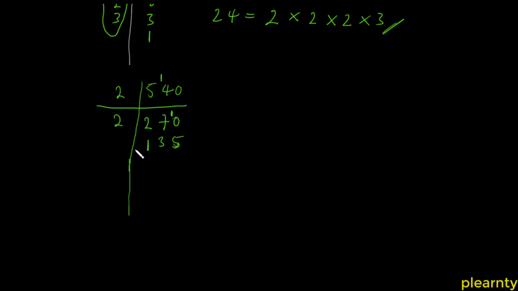But then, can it be divided by 3? If you want to know if a number can be divided by 3, it's very simple. Just take 1, 3, 5 and add them together. 1 plus 3 plus 5 will give you 9. Because 9 can be divided by 3, it means 135 can also be divided by 3. So let's come back here.